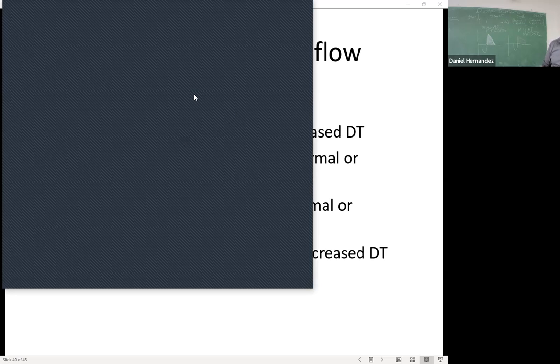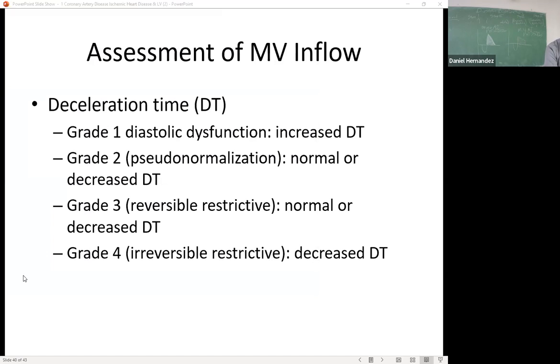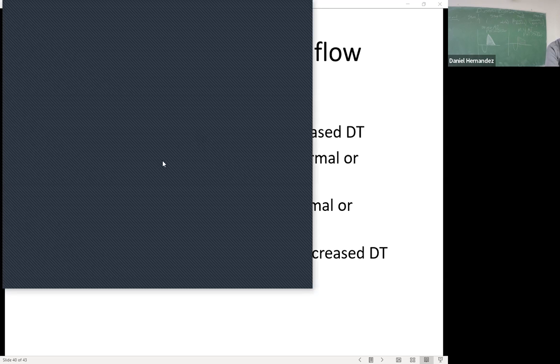LVOT diameter should be measured during mid-systole, from the blood-tissue interface to the blood-tissue interface. Which condition is a raphe associated with? This is going to be a bicuspid aortic valve. This refers to fusion of those commissures, so we get that in patients that have a bicuspid aortic valve.